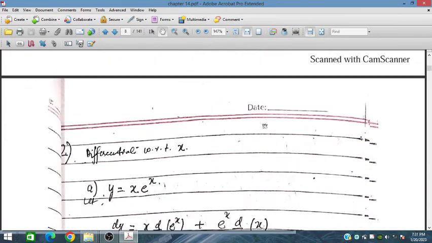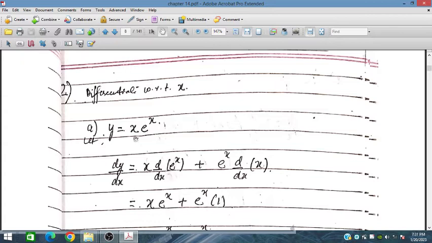So now differentiate with respect to x. So we have this x part and e power x. So this is our u and this is our v. So this is u v dash plus v u dash, the first function times the derivative of the second function, plus the second function times the derivative of the first function. So this is u v dash and v u dash.